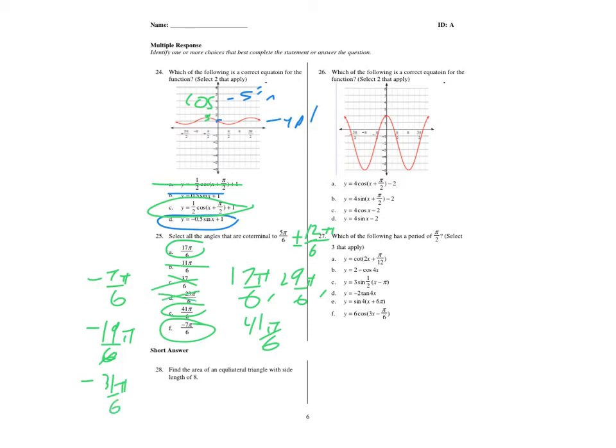All right, next up, number 26. So for this one, I see we have a down 2 shift, which all of these equations actually have. Now, if there's no phase shift, I'm going to say that's a positive cosine.